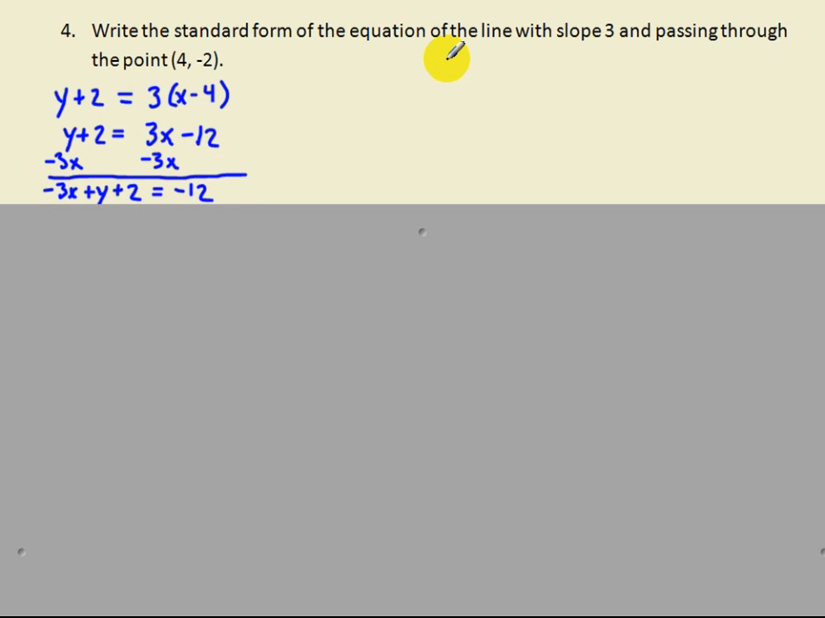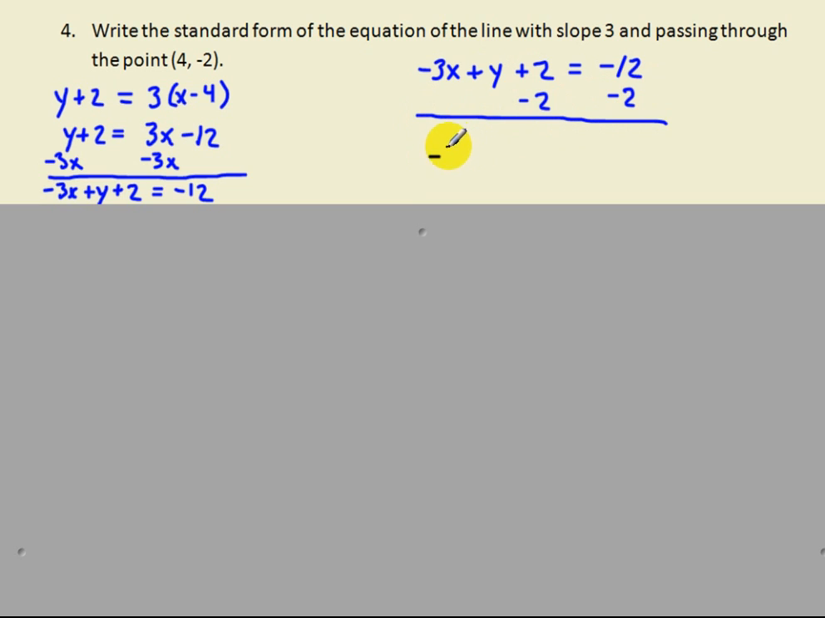And let me rewrite that up here so I don't run out of room. -3x plus y plus 2 equals -12. And then we have our x term here, we have our y term, we want that constant moved over to the right side, so we will subtract 2.